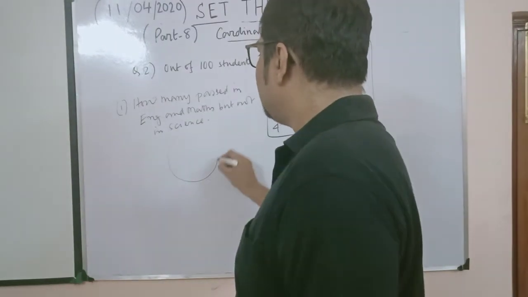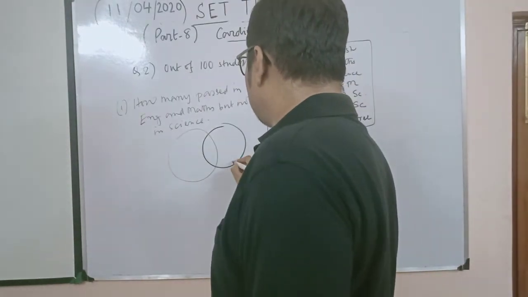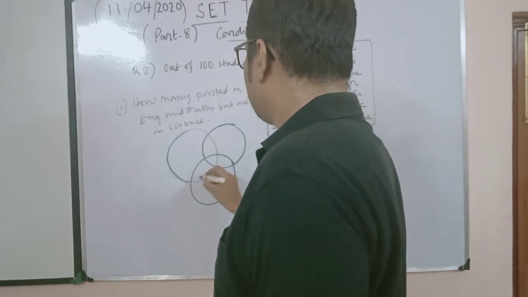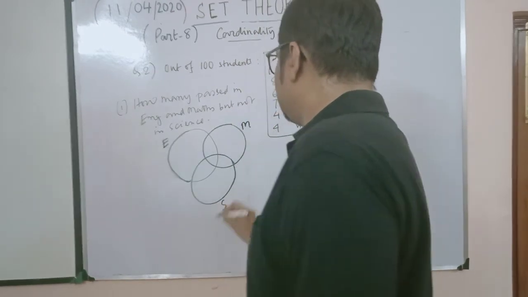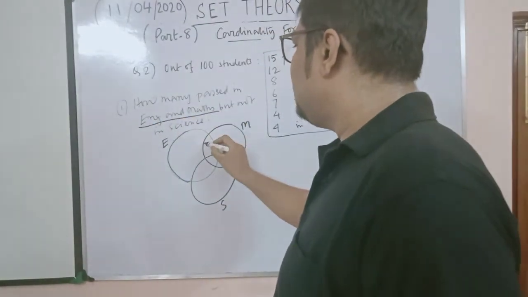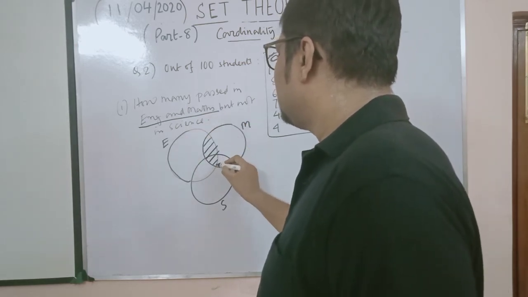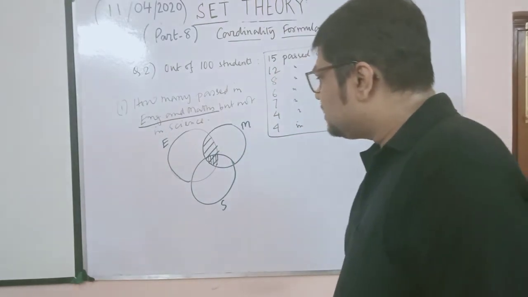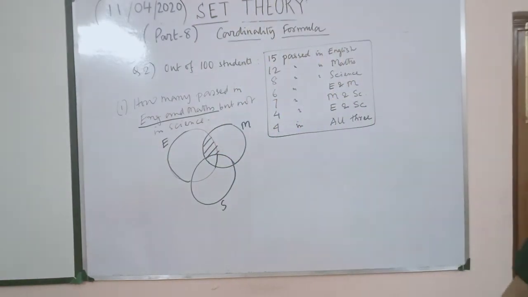So here if we draw this, it looks like this situation. This is for English, this is for say maths, and this is for say science. English and maths means they are trying to denote this part, but not in science. That means from this part you have to remove this small part. Are you getting? So our shade becomes this. So the question which I have written on the board, English and maths but not in science, will be kind of this.